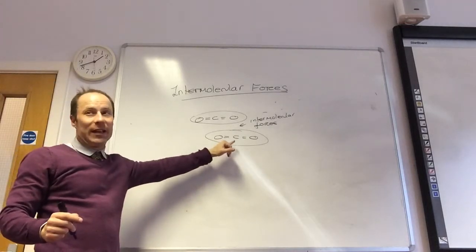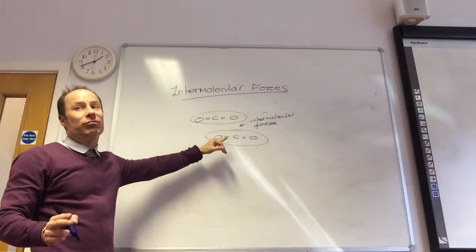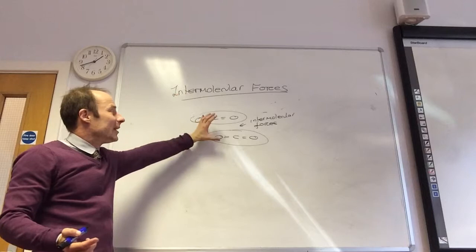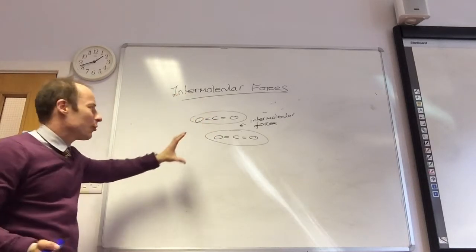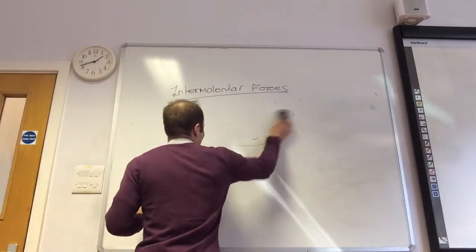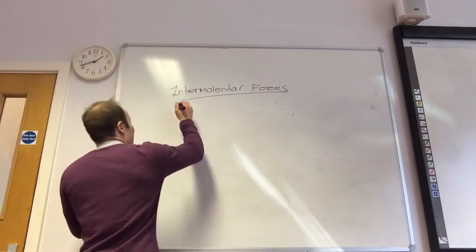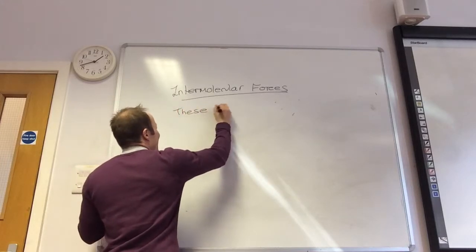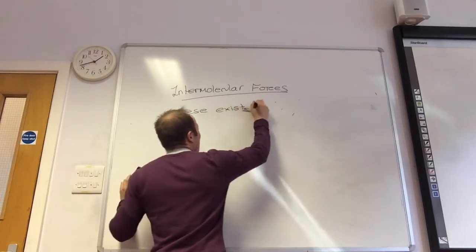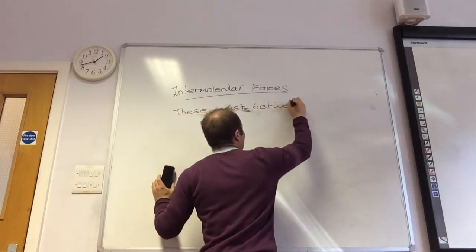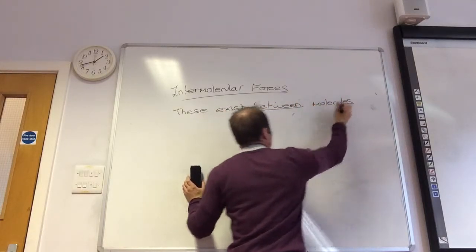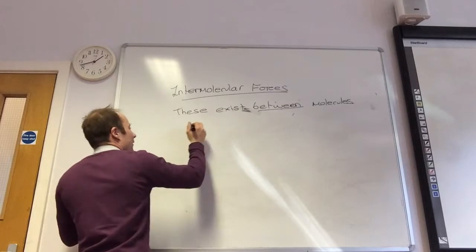I don't break the covalent bonds because that's a chemical reaction, although when I melt dry covalent things like that, these are intermolecular forces, and there are 3 types of intermolecular force you need to know about. So, intermolecular forces exist between molecules. And there are 3 types.